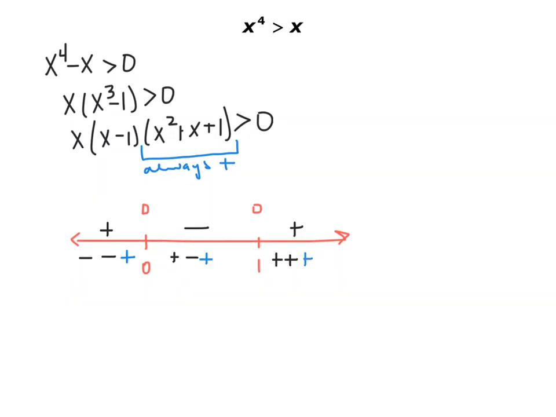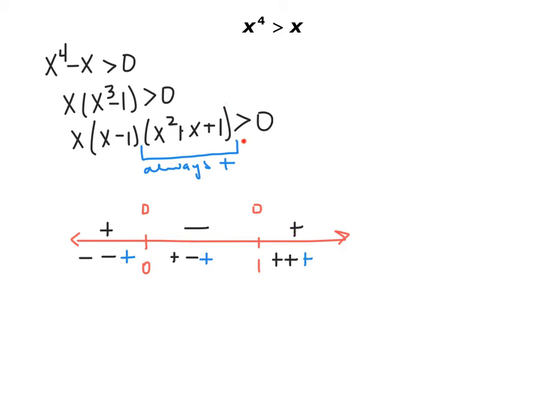If I try something between 0 and 1, like a half, x is positive, so this first section is positive. A half minus 1 is negative, and then again, this is always positive. So I have an odd number of negatives, which means this middle part is negative. And this last section, you plug in something really, really positive, everything's going to be positive, so you have a plus. It won't always alternate, so just because this was a plus and this was a minus does not necessarily mean this is a plus, so just be careful.